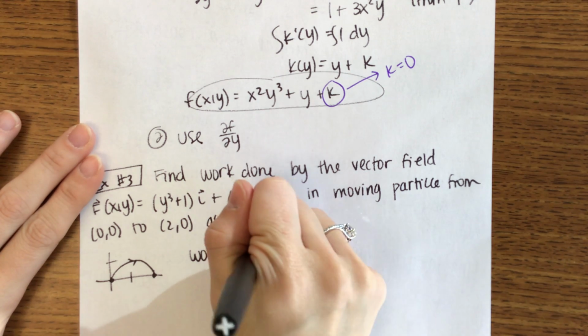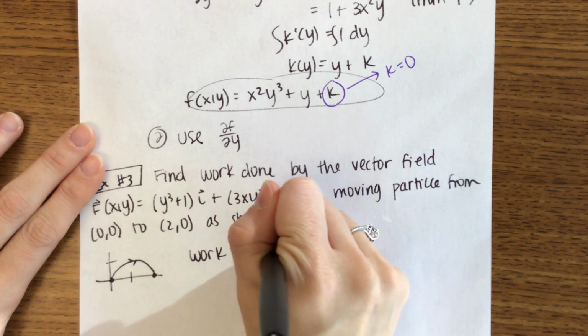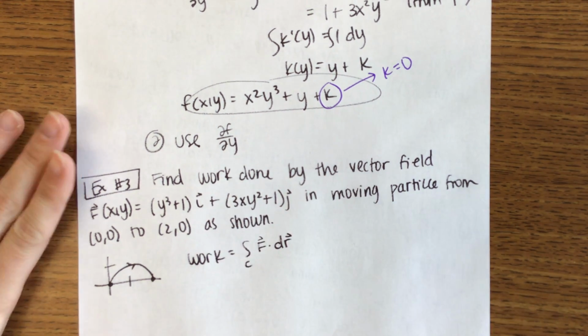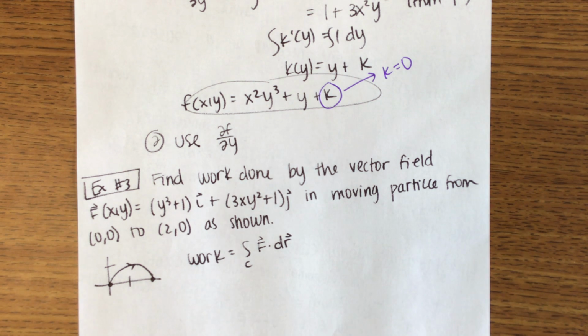Calculating work. It's the line integral over the curve C of f dot dr. We have two options for how to calculate this work. How would you have calculated this work before walking in today? How would you have found the work?